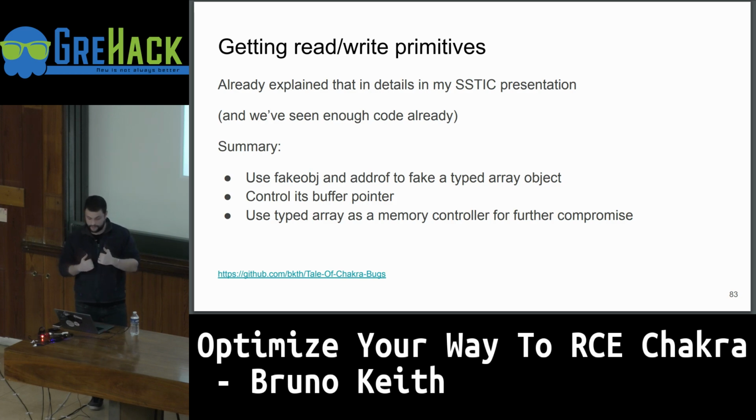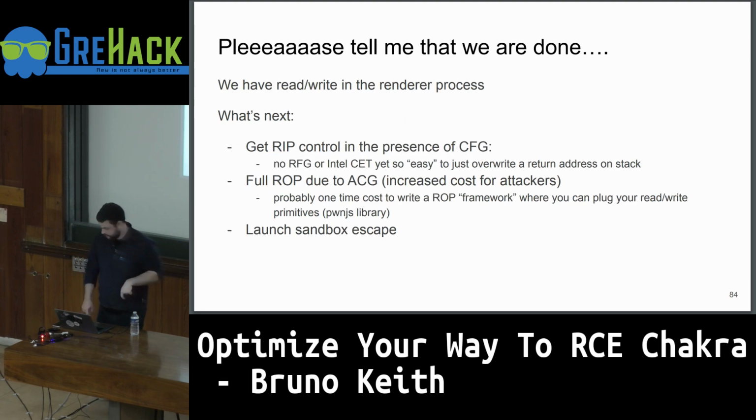In a nutshell, we use fake-object and address-off, so our two primitives, to fake a typed array. Typed arrays in JavaScript give us a way to write and read unboxed memory. We fake it in such a way that we can control the buffer pointer, and by using this typed array, we can use it as a memory controller and a read and write primitive. If you're interested in that particular part, I recommend checking out the presentation I gave at Sthack, which is also online. So now, we're going to be skipping that part.